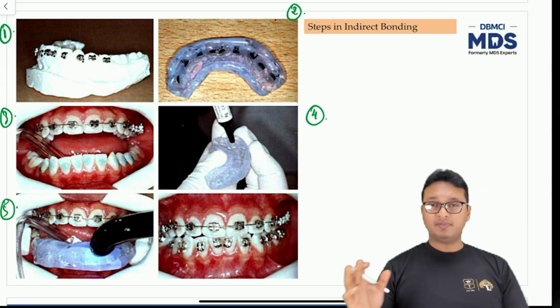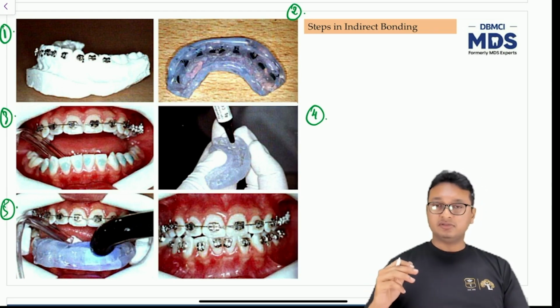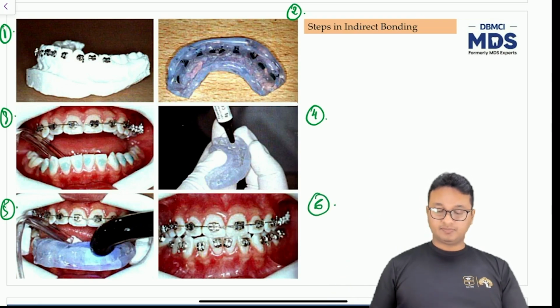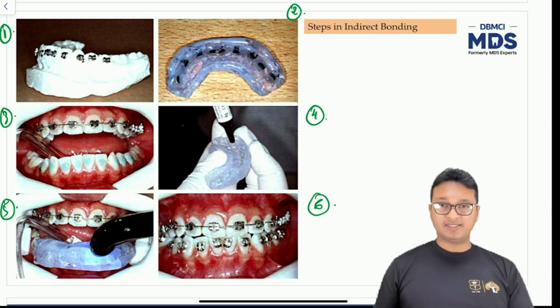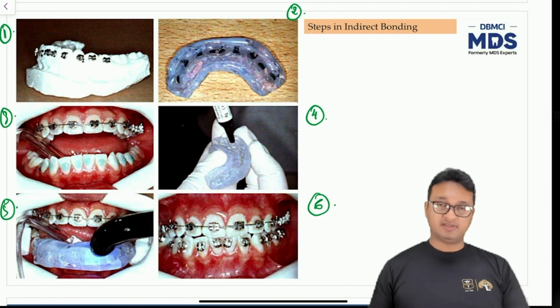After the conditioning and priming of the enamel has been done, and finally you air dry, you light cure, and then you remove the tray completely. And this is the final result you get. That means all the brackets are bonded onto the teeth in a very short chair side time.